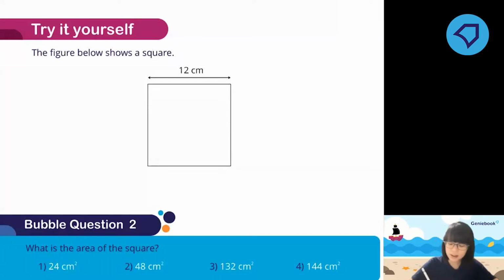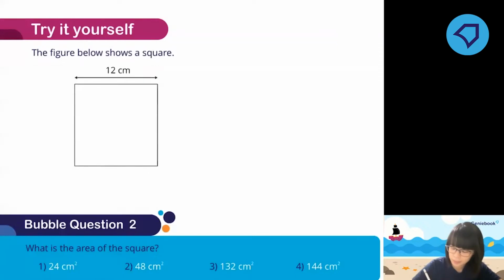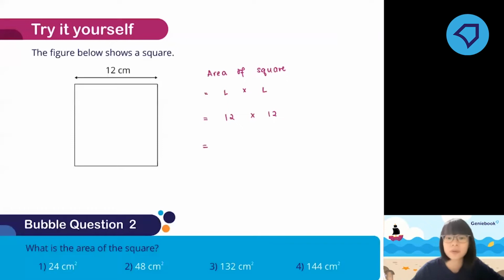All right, so let's take a look over here. To find the area of the square, we need to take length times length. Okay, so let me write it down at the side for you. Area of square in this case would be length multiplied by length. So you have 12 cm multiplied by 12 cm. I hope all of you are very familiar with your 12 times table. 12 times 12 is equal to 144. Units to be cm squared. So the answer would be option number 4.